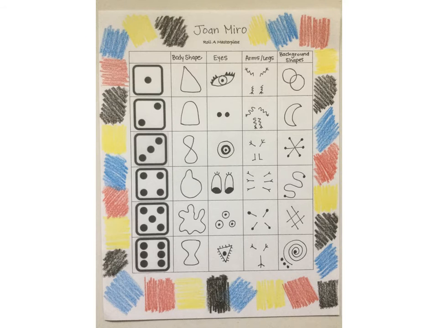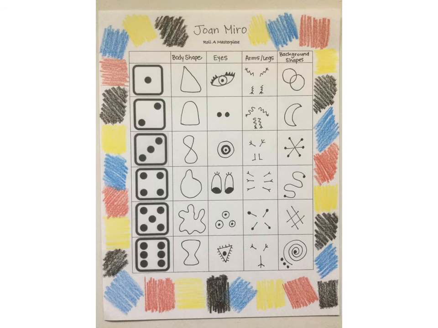So to create your art piece today, what you're going to do is roll the dice first for your body shape. If you roll a 1, you would draw that body shape. If you roll a 2, you're going to draw that body shape. If you roll a 3, you would draw the figure 8 body. If you roll a 4, you're going to draw that shape. If you roll a 5, you're going to do something like that. It does not have to be exactly that shape, but something with wavy lines that kind of looks like a blob of paint. If you roll a 6, you will draw the hourglass body shape.